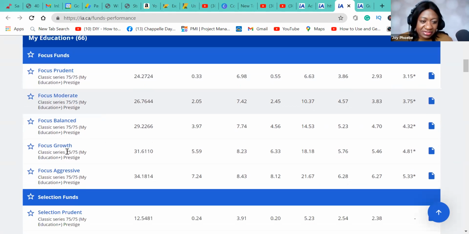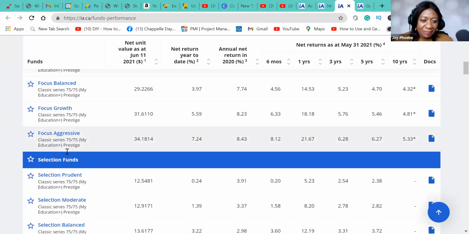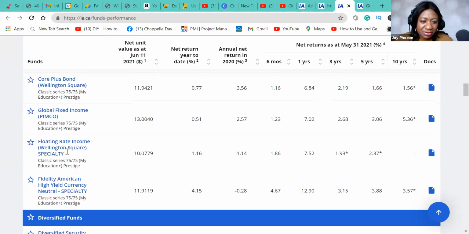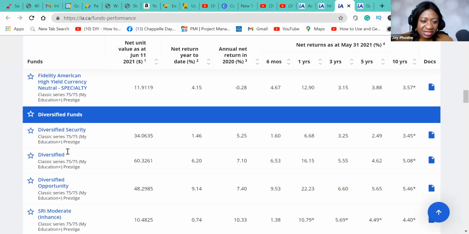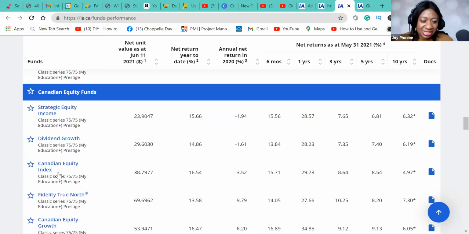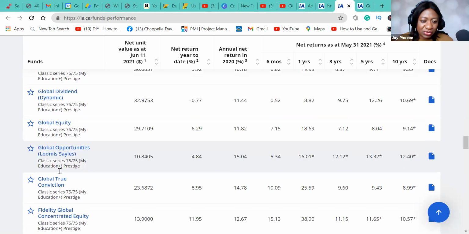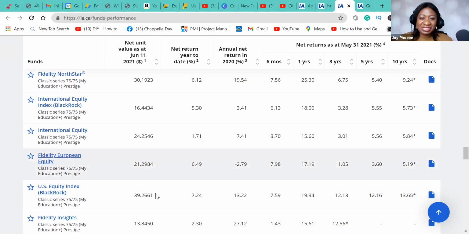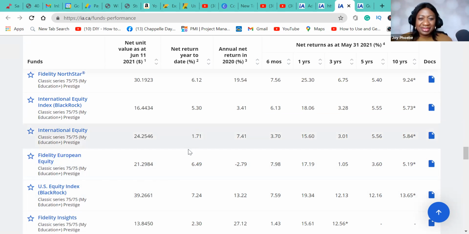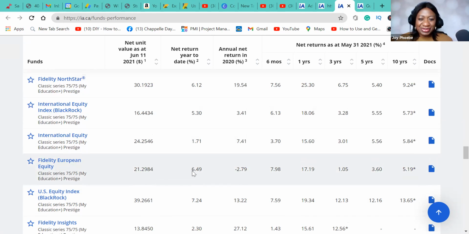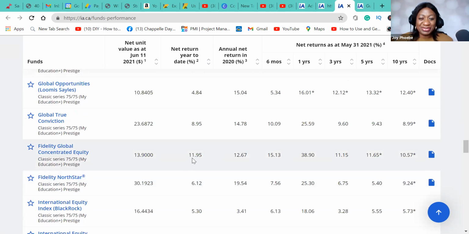So you see, 75-75, 75-75. I've seen ones that give 100, so I'm scrolling down, hoping I could see one of those to show you guys. And you see the performances of this one. Oh my gosh, look at this one. Net returns year to date, 6%. Look, 11% year to date. This is performance till May, because year to date is as at the end of May. Look at this one, Fidelity Global Concentrated, 11.95%.